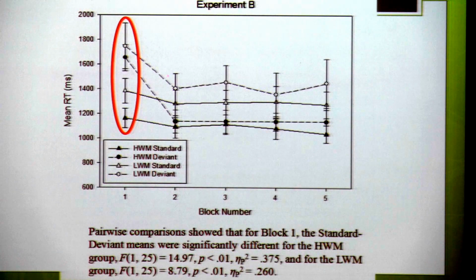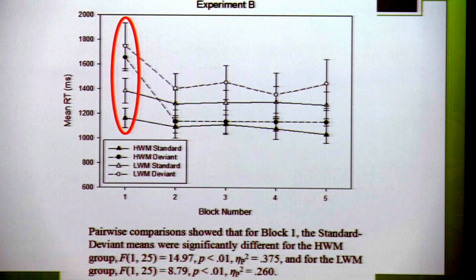Then we see the dotted lines are the reaction to the deviant distractor, which was at 10% of the time. And then the solid lines are the reaction to the standard. The white circles and triangles are the low working memory group, and the black circles and triangles are the high working memory group. So as we see, there's a statistically significant difference during that first part when they first heard this new distractor tone, that deviant, between each group's deviant and standard tones.